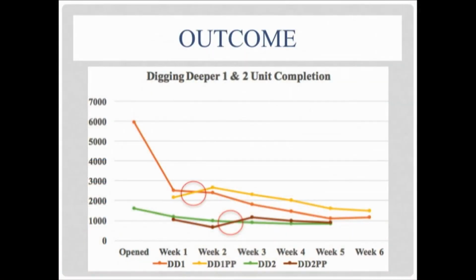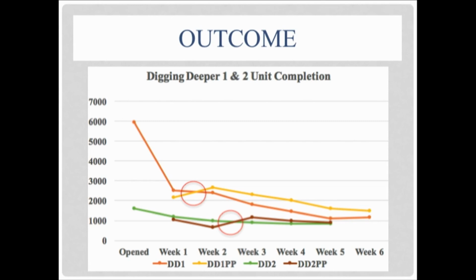So here, orange and yellow are course 1, and green and brown are course 2. There's the usual sort of big drop-off, but the overall attrition was pretty good. Completion rates were around 25% for both courses.